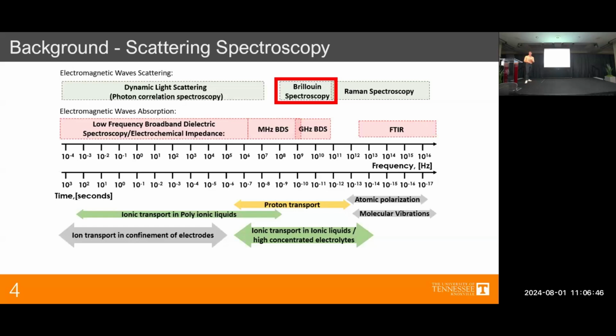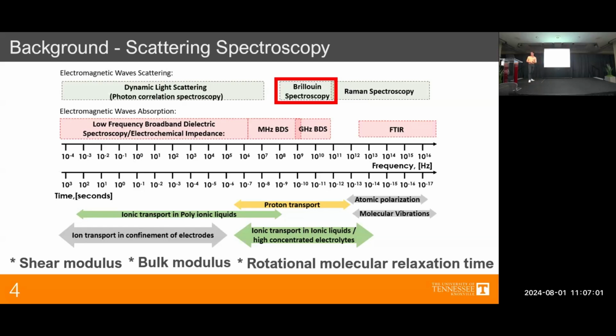The three main components it can tell you: one is shear modulus. Shear modulus is the resistance of the material to a shearing motion, like a rubbing motion. The second is something called bulk modulus, which is the resistance to squish in three-dimensional space. And the third, and most important for the day, is rotational molecular relaxation time. That's what we are going to be focusing on today.